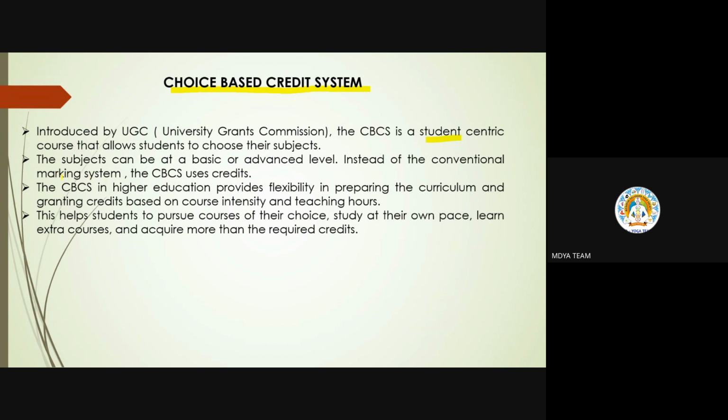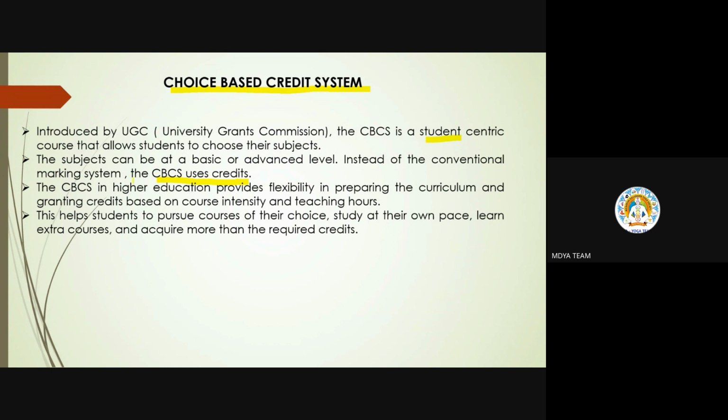Like this, they do not use numbers, they use credits. For each and every course, they just assign credits. Like for the masters, for a semester, if 5 subjects are there, they will assign two credits to every subject in the first semester. So the total credit for semester 1 is 10.